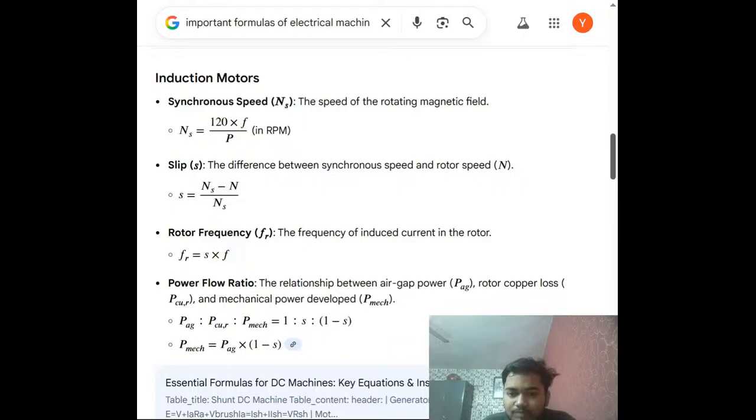Rotor frequency is the frequency of the induced current in the rotor, where rotor frequency equals S into F, where S is the slip and F is the supply frequency.